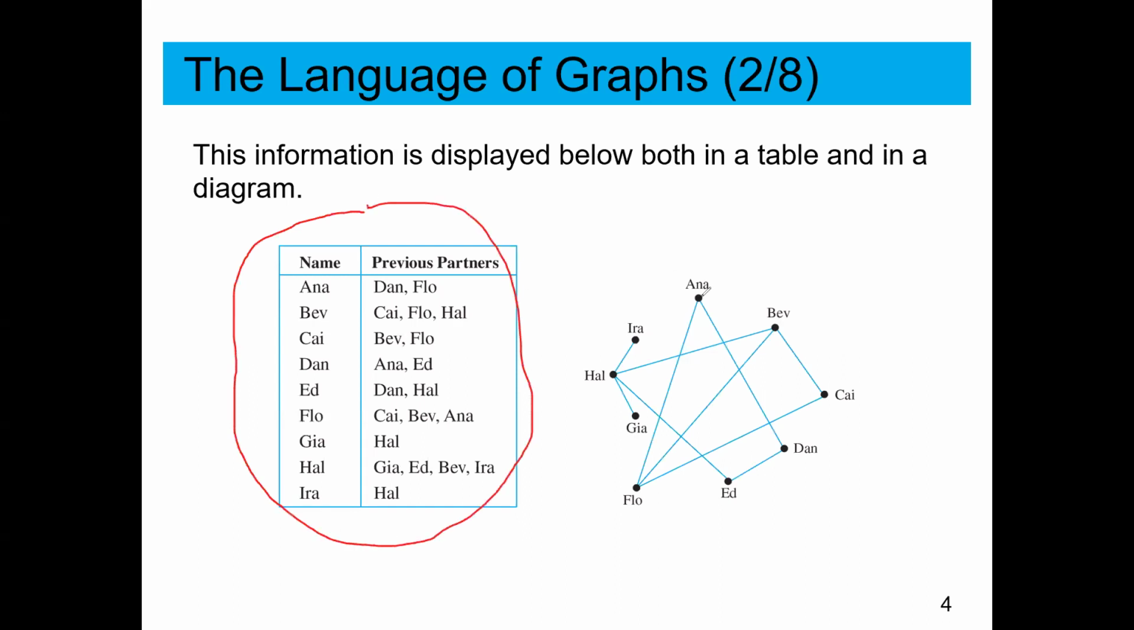So I can make a bunch of dots for each of the people, and then I can connect them if they've worked together. Obviously, if Anna has worked with Flo, then Flo has worked with Anna. It goes both ways, because of this relationship between them. Now, looking at this table, the question is, can I form any groups out of them?